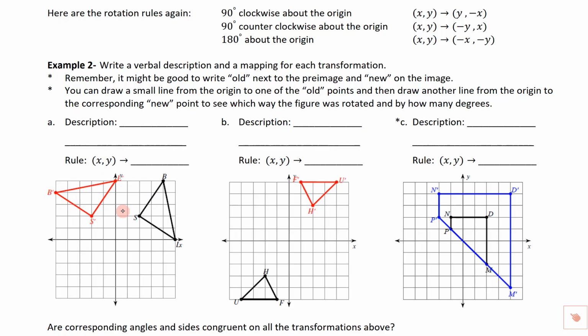This is, again, we're only dealing with rotations and dilations. So this has definitely got to be a rotation of some sort. So I'm going to go ahead and write old next to this one and new next to this one. So I'm going to draw a line from the origin right to one of the old points. So if I draw a line to S, I need to draw a line to S prime.